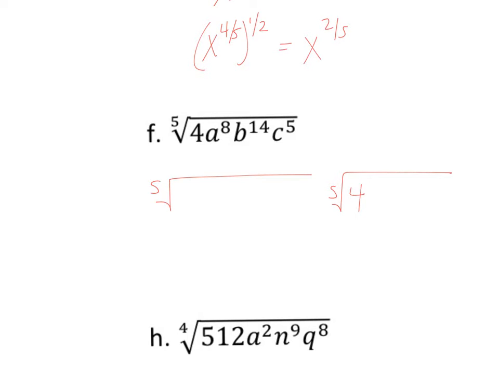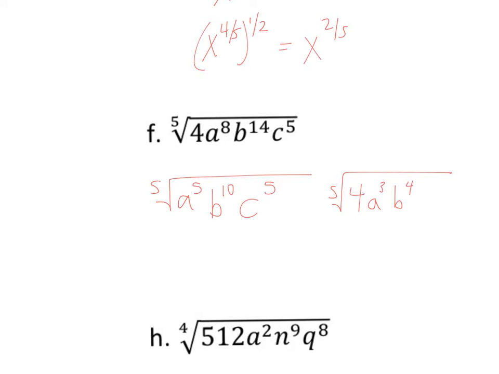In order to go in the perfect house, variables to an exponent have to have an exponent that is a multiple of the index. So if there's 8 a's, we can put 5 of them in the perfect house, which leaves 3 in the not perfect house. If there's 14 b's, that means 10 of them can go in the perfect house, and 4 of them would be in the not perfect. And if there's 5 c's, all 5 of them get to go in the perfect house.